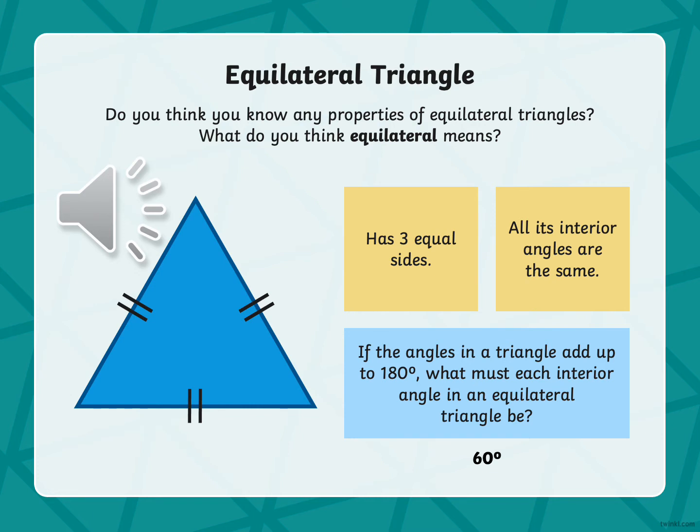If the angles in a triangle add up to 180, that must mean that the inside angles of an equilateral triangle are 180 divided by 3, which gives us 60. So each angle in an equilateral triangle is 60. It's a really nice, easy one to remember because the start of its name, equal, gives you the big clue. Everything is the same.